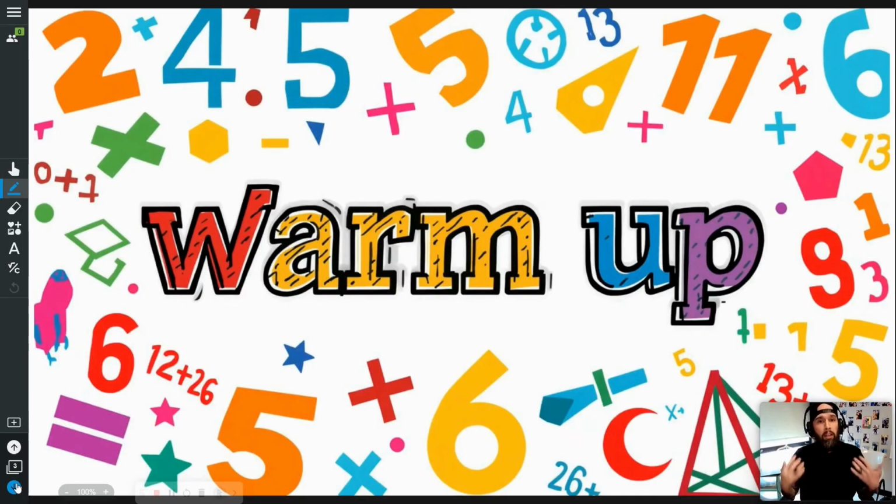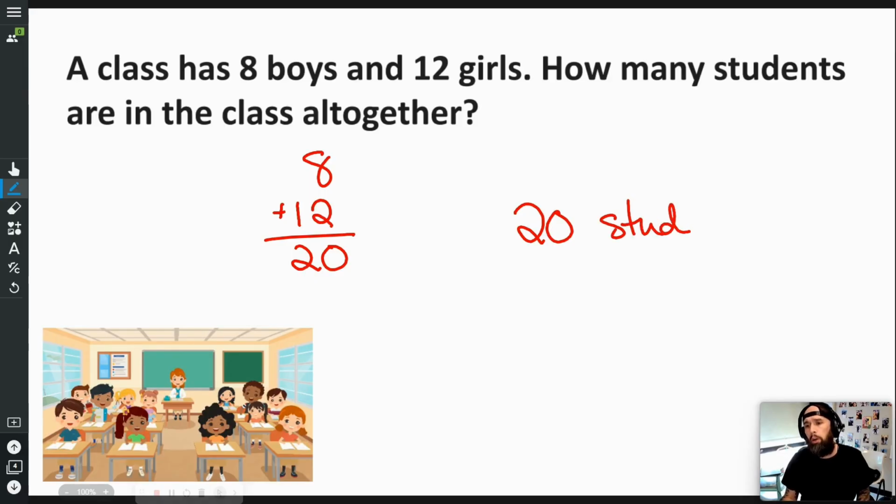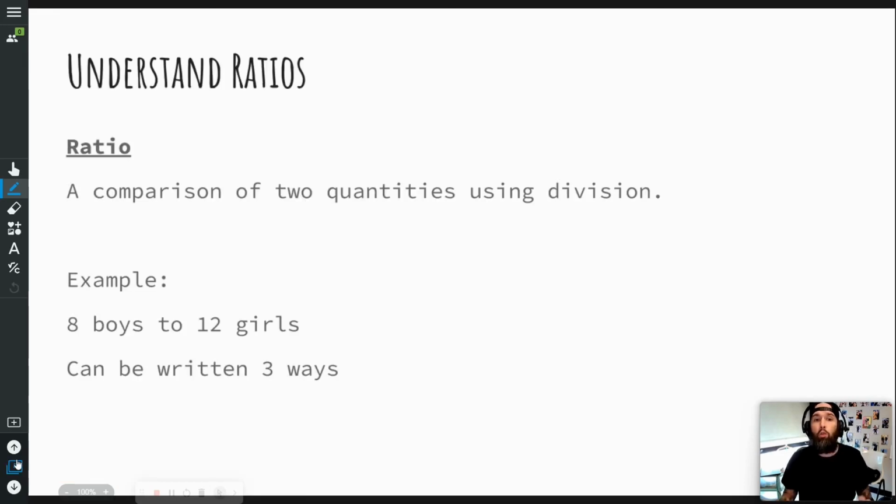Now we're going to start our lesson out with a warm-up that basically sets the stage for everything that we're going to do. So, what is our warm-up, you ask? Well, a class has 8 boys and 12 girls. How many students are in the class all together? This is a very simple addition problem. You're just going to do 8 plus 12, and you're going to get 20. And since this is a word problem, you're going to say there's 20 students all together in this class. And like I said, this is a warm-up problem that's just going to set the stage for what we are going to do today, which is talking about understanding ratios.